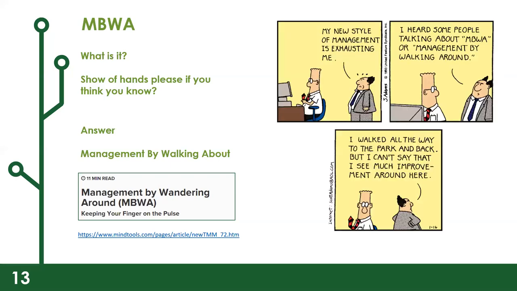Dilbert obviously has got some great takes on this, that is his boss saying, my new style of management is exhausting me. He tried to do management by walking around, so he just walked to the park and back, but he didn't see any improvement because he only got part of it. It isn't just a case of going and observing, it's going and talking, and very importantly, listening, because everybody can make their work better, but quite often we don't listen to them enough.